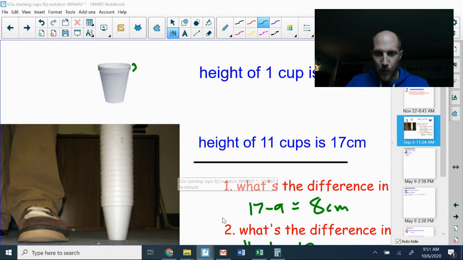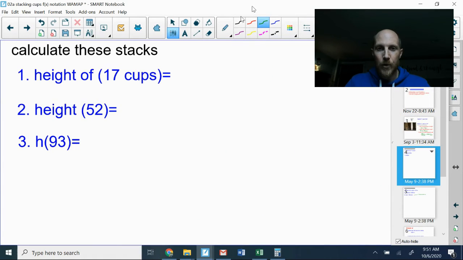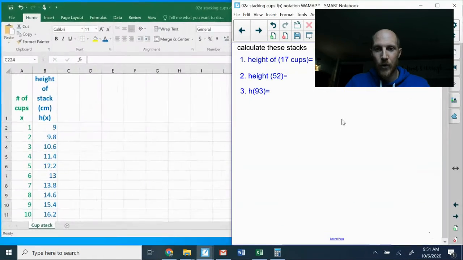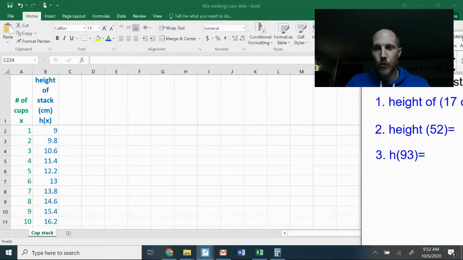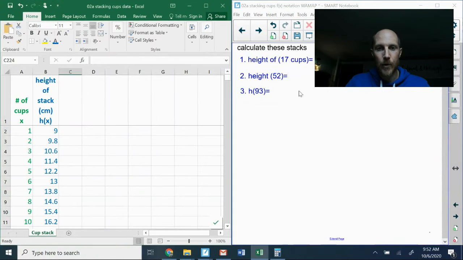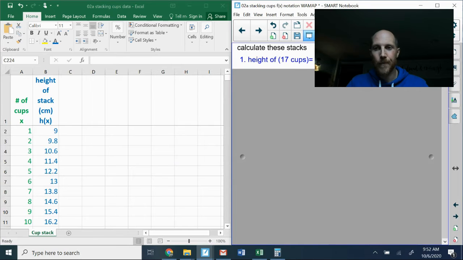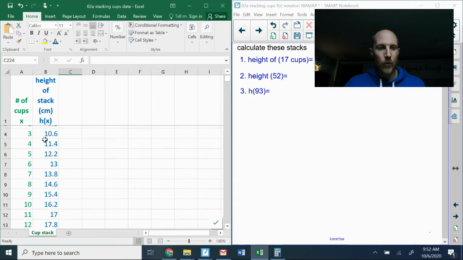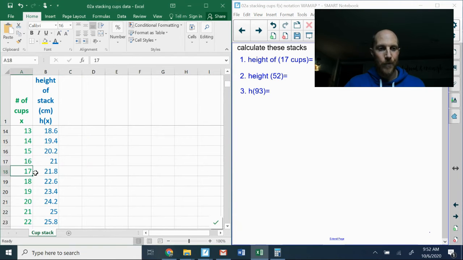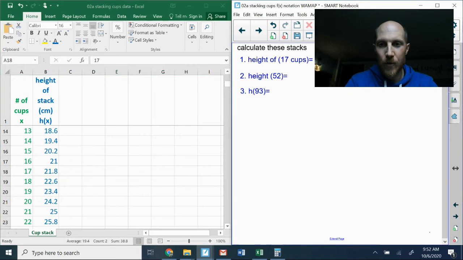Okay, so I'm going to see if we can get both of these to show up at the same time. I want to put these questions on one side of the screen. There we are. All right, so then we can use the data table to find the height. Well, I think we can look at all of them at the same time. Let's just go in order though. The height is 17 cups. Okay, so let's scroll down here until I find 17 cups. There it is. 17 cups is going to have a height of 21.8 centimeters.